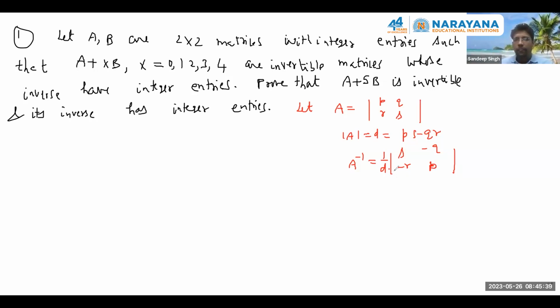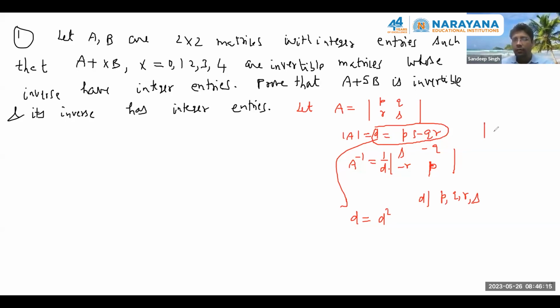So what does it mean? That means D must divide P, Q, R, S all. Yes or no? Yes, sir. So that means what? D divides P, D also divides S. So can you see here? D equals PS minus QR. So from here, I can say this D equals D squared into some constant, because this is PS minus QR.